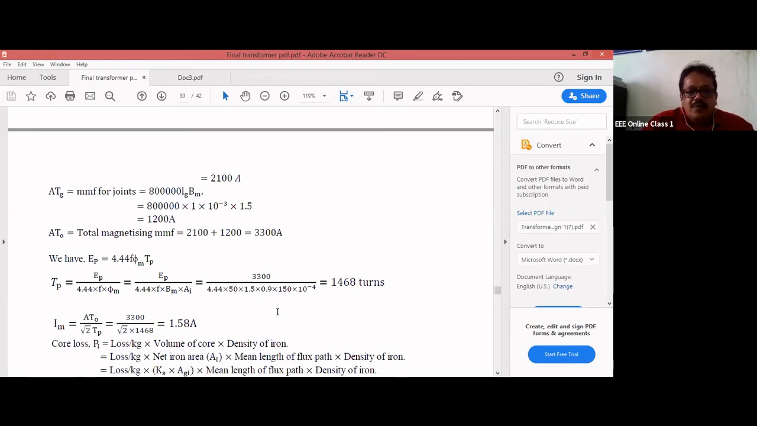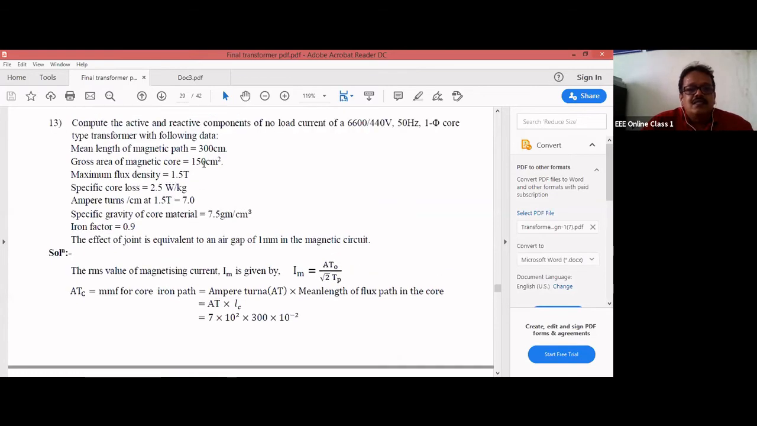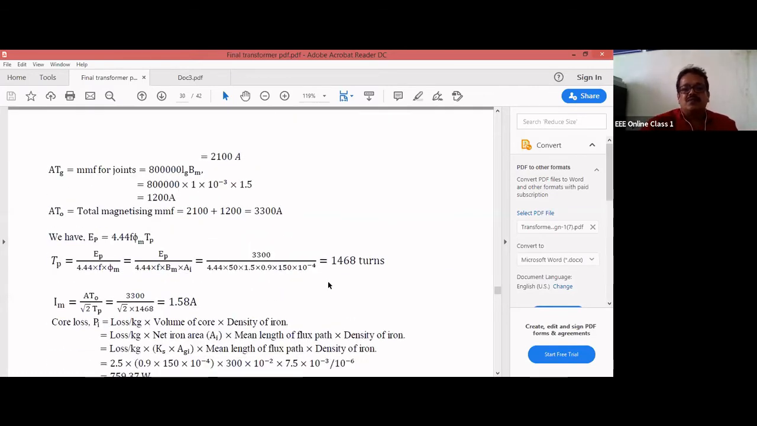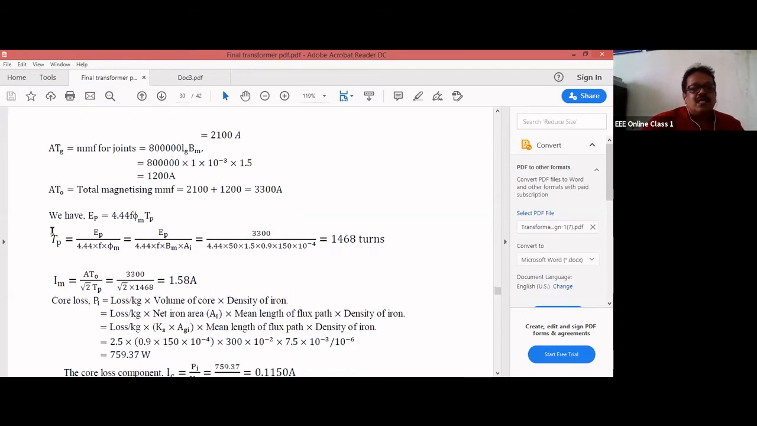So 150 into 10 power minus 4. It is 150 centimeter square, convert into meter, 10 power minus 4. Then what you get here is 1468 tons. So once you got TP, then find out IM. IM is equal to 1800 divided by root 2 into TP. Substitute the values, 1.58 amperes. This is the magnetic current.